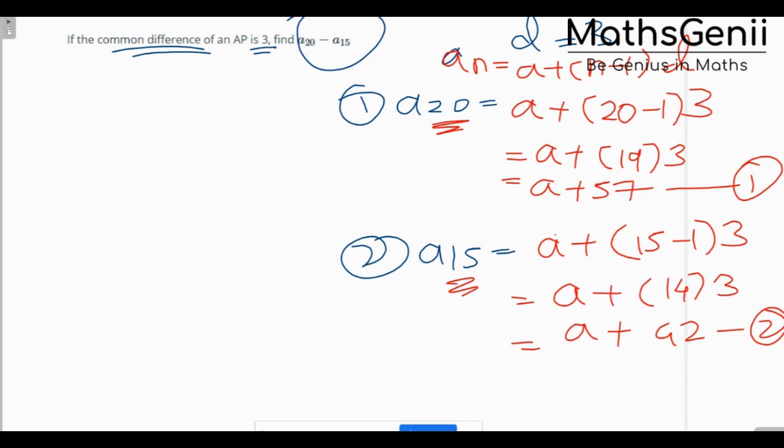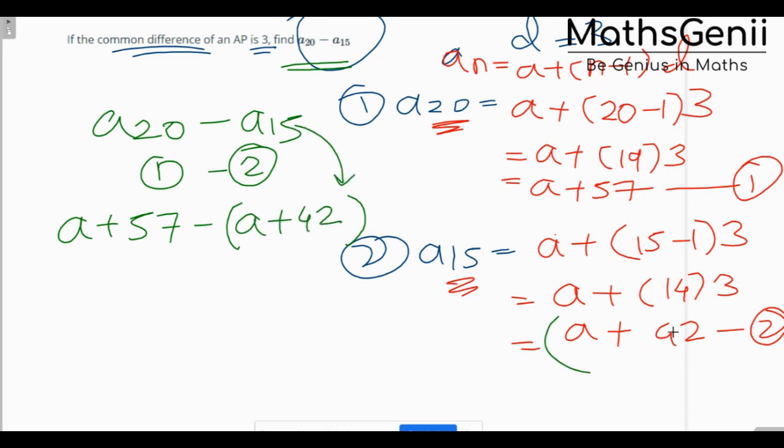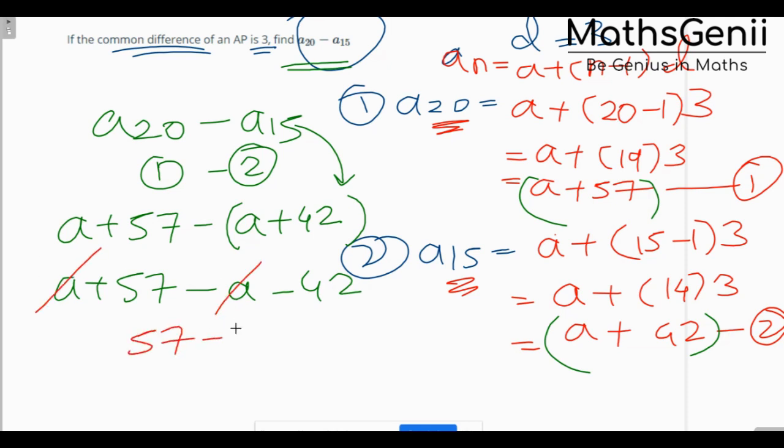Okay. Now, according to the question, I'm copying the question. Question is A20 minus A15. So, 1 minus 2 I'll do. 1 is A plus 57 minus, always put a bracket for minus, A plus 42 is A15. A15 value is this, and A20 value is this. So A plus 57 minus sign goes inside, becomes minus. A minus A gets cancelled, remains 57 minus 42, which is 15. So your answer is 15.